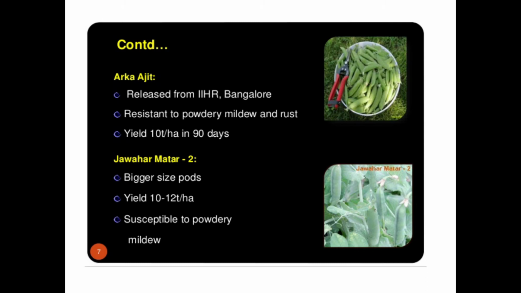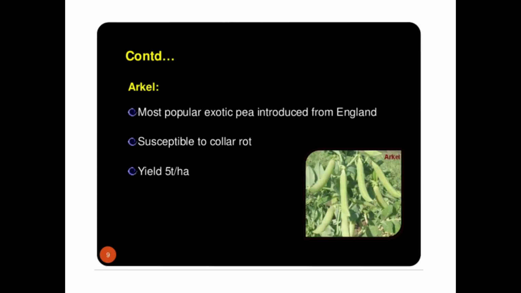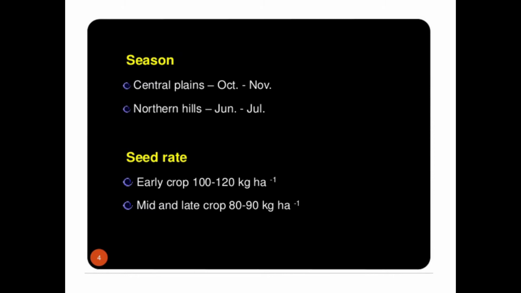The next variety, Jawahar Matar 2. Bigger size pods, yield 10 to 12 ton per hectare, susceptible to powdery mildew. The next, Arkel. This is the most popular exotic pea, introduced from England. Susceptible to collar rot, yield 5 ton per hectare. These are the varieties of pea: Arkel, Bonneville, Uti, Jawahar Matar.